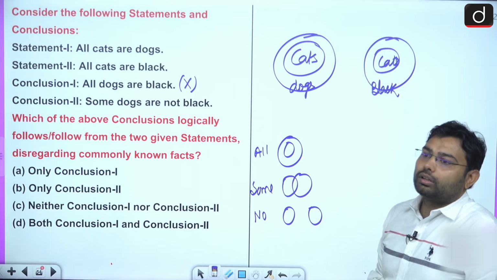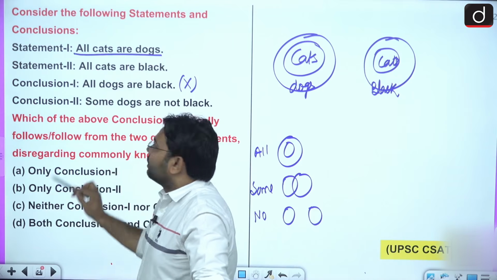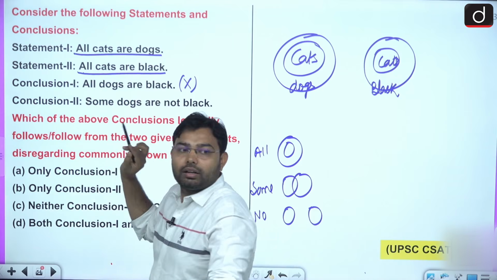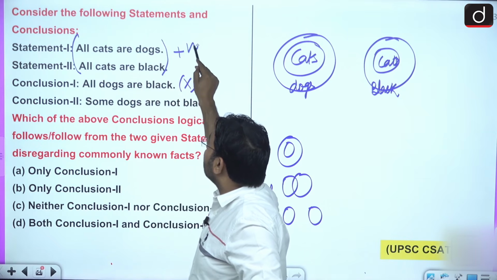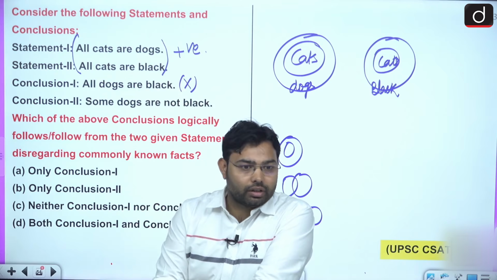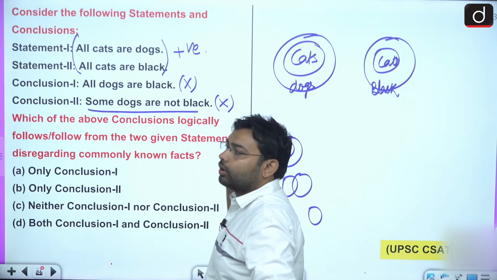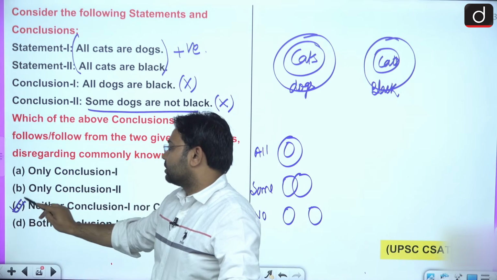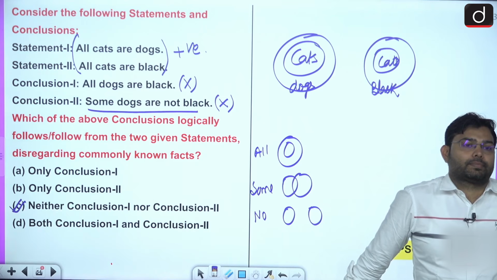Now the second one. Some dogs are not. Read the first statement: all cats are. Second statement: all cats are. Are these two statements positive or negative? If statements are positive, then conclusions should also be positive. This conclusion is negative, so this one is also wrong. So you need to choose. Any doubt?